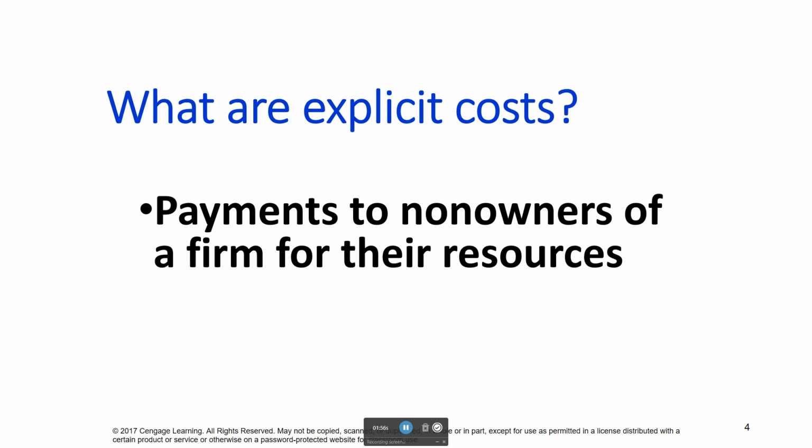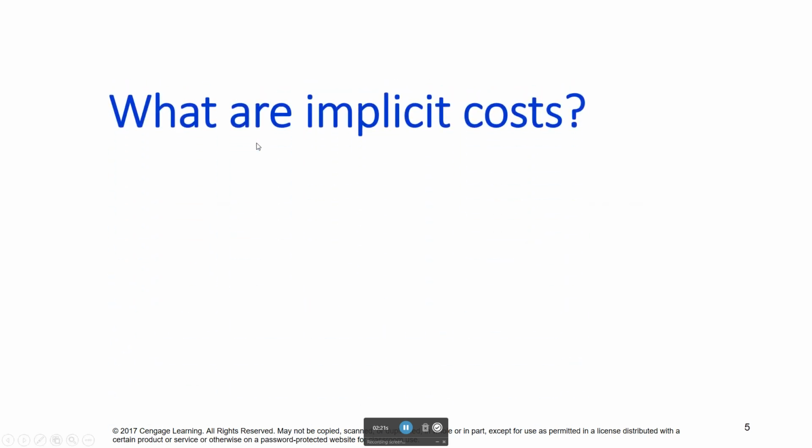Now, if you own the building, then there is no check that goes out. So it does not count as an explicit cost if you own the building. A worker's costs are explicit costs. The owners of the firm, if they don't pay themselves a salary, those are not explicit costs. Those are the things that accountants count because they can be counted.